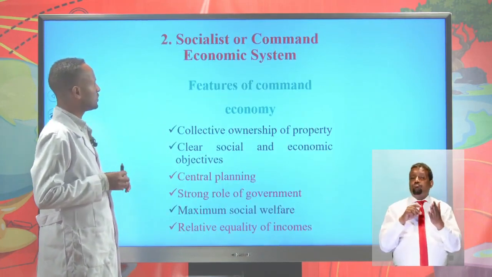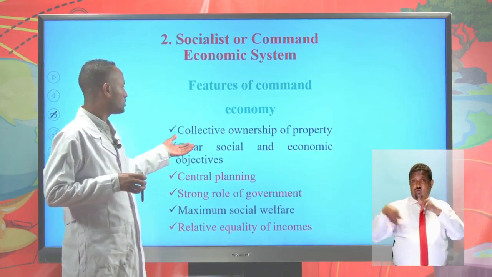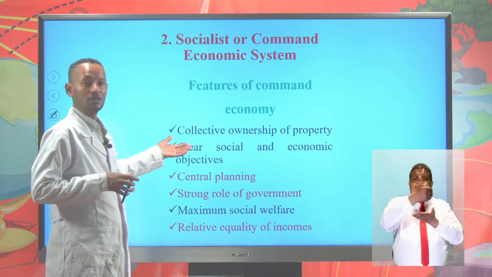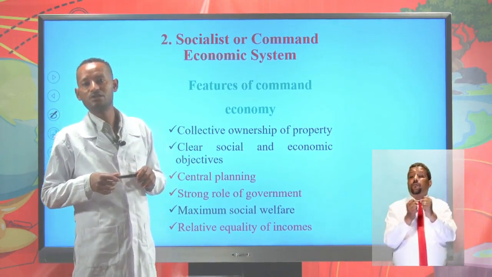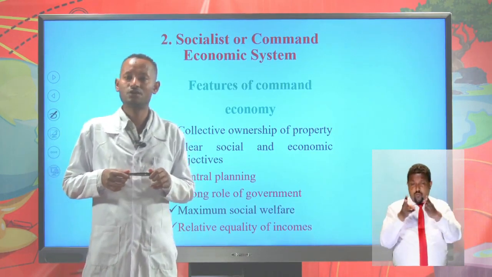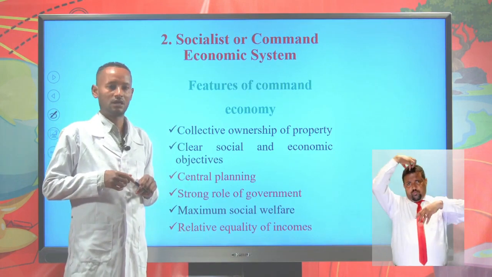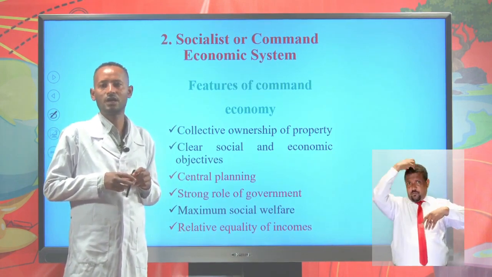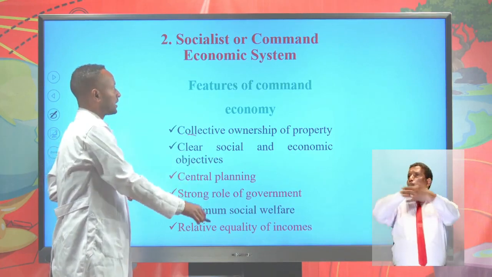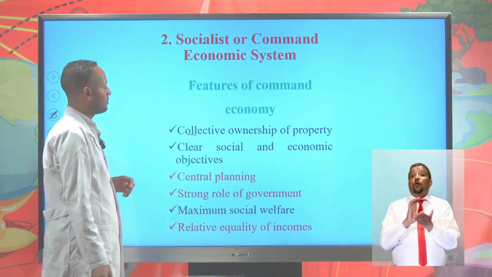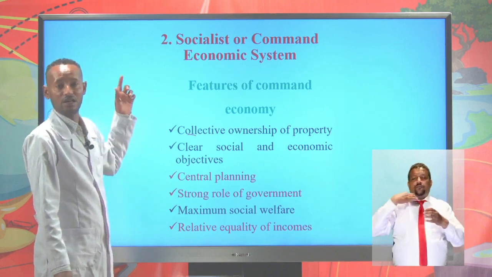Now let's see the socialist or the command economic system. The major feature is collective ownership of property. That means this is an economic system in which the major means of production or distribution of resources are mainly owned and controlled by the government. That means government has a strong role in the command economic system. So there is collective ownership of property in the socialist or command economic system, but there is the right to own private property under the capitalist economic system.